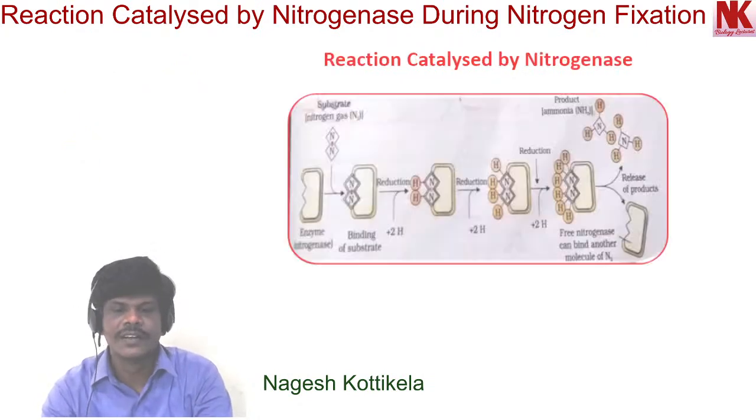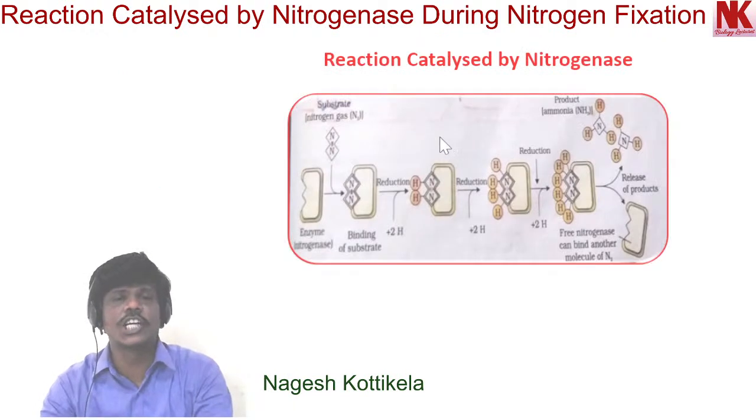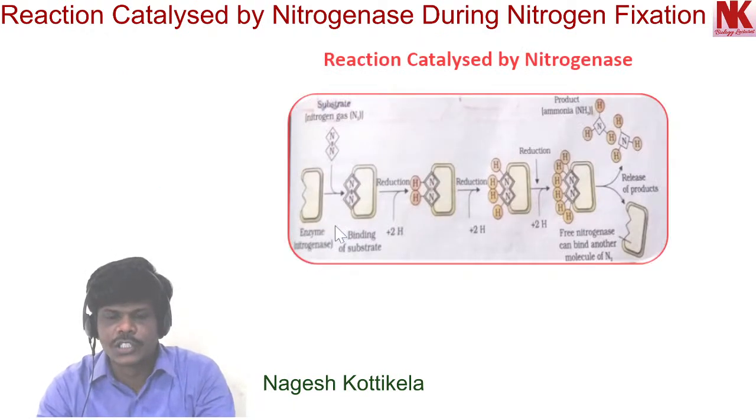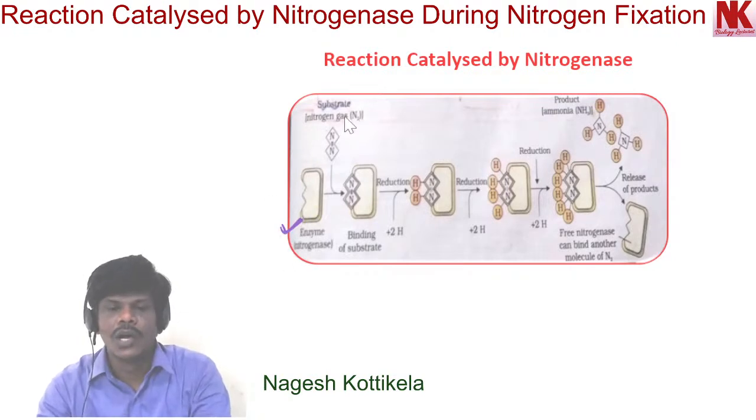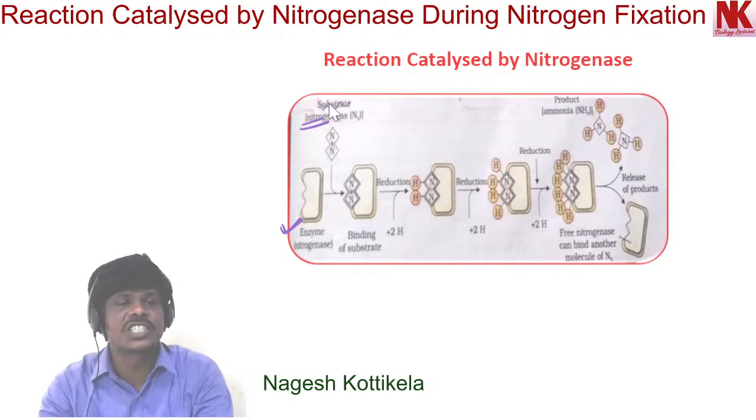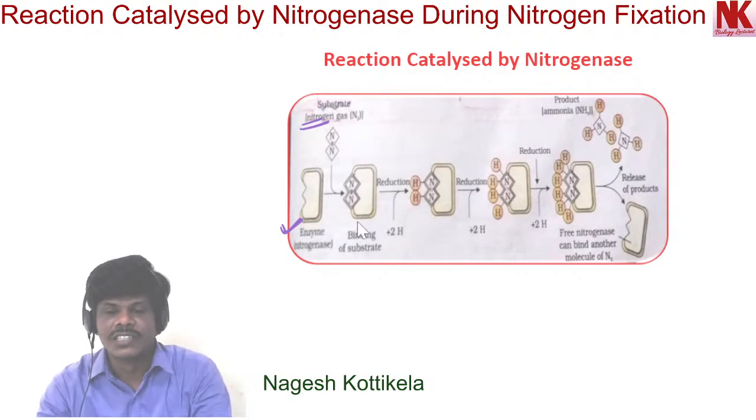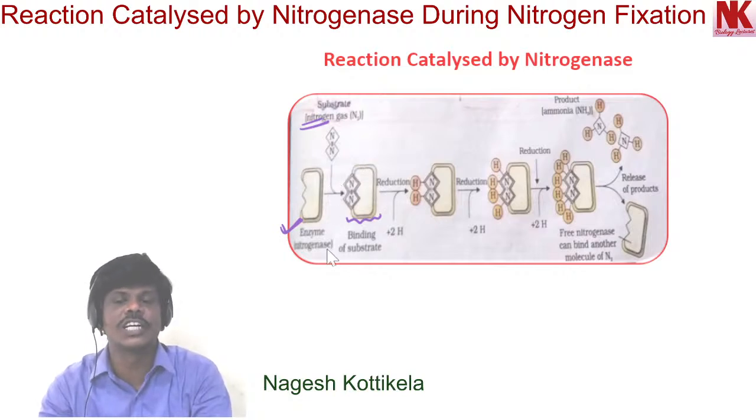Here you can see how the reaction is taking place. This is the enzyme nitrogenase. Now here is the substrate, nitrogen. Enzyme is nitrogenase and the substrate is nitrogen. This is an enzyme substrate complex. Binding of substrate to enzyme results in the formation of enzyme substrate complex.